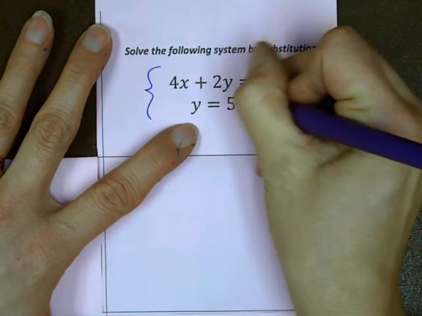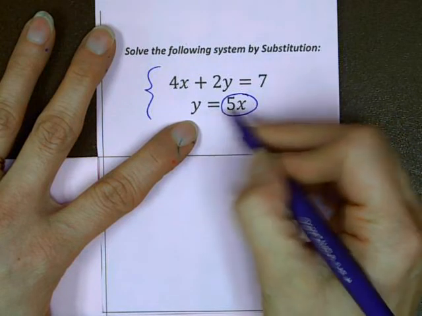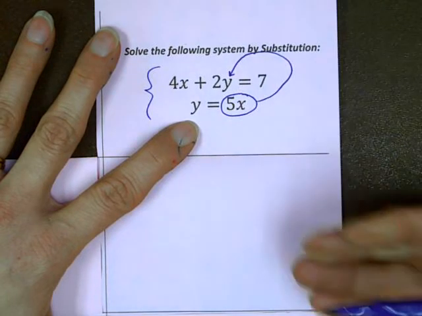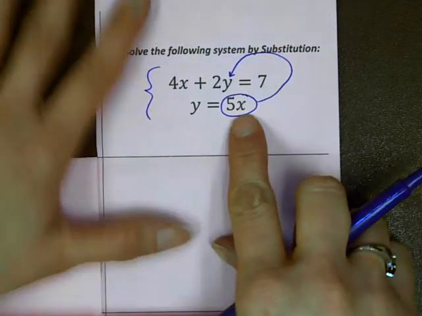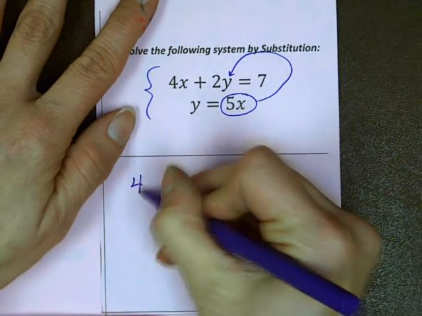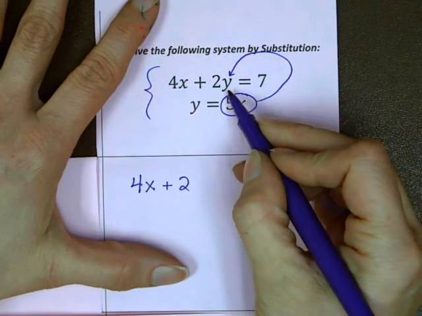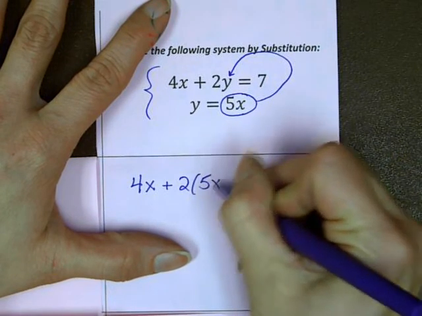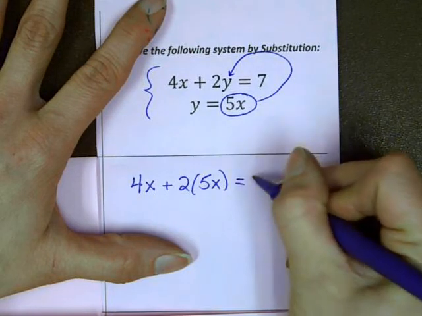So let's go ahead and circle the quantity that's equal to a y. That quantity is equivalent to a y. So into the top equation, if I wanted to take y out of the equation, I would have to put something in that was equivalent to it, and that would be a 5x. So let's rewrite the first equation. 4x plus 2. But instead of writing a y, I'm going to write what it's equivalent to. So 5x is the nice little quantity that's going to go in place of the y. You have to write the rest of the equation.